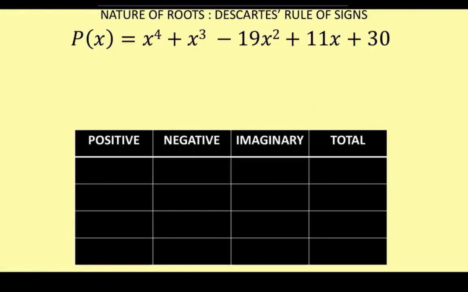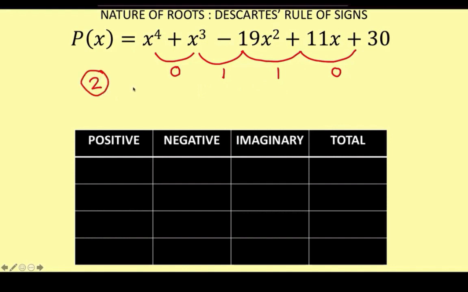Let me demonstrate the meaning of Descartes' rule of signs using our problem. Let's count the number of sign changes in our given polynomial. So here you have positive x to the fourth going to positive x to the third. There is no sign change, so there is zero sign change here. From positive to negative, there is one sign change. From negative to positive, so we have a total of two sign changes.